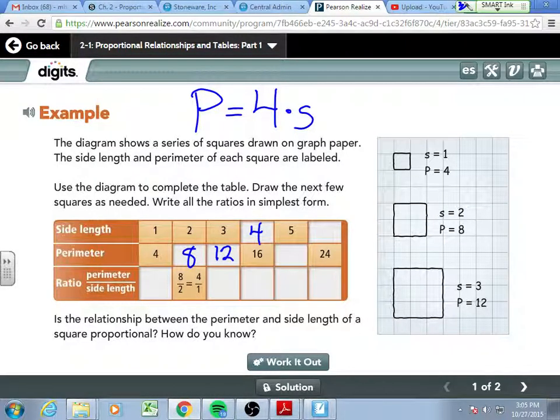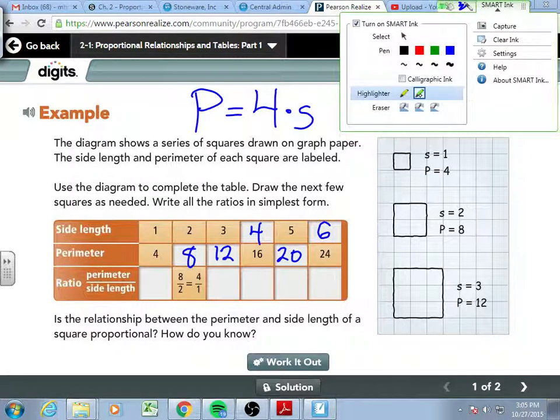Now, if my side length is 5, what would that make my perimeter? 10. Remember, we have 4 sides of 5. It's 20. And if my perimeter was 24, Colin, what's my side length? 6. So now, here's where we check if it's proportional.